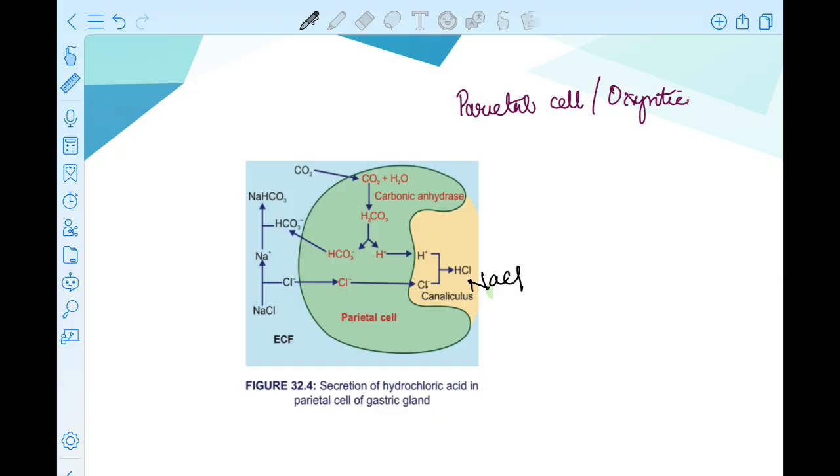Then this H plus will join with Cl minus and form hydrochloric acid. H plus combines with Cl to form HCl. And then this entire process happens again as a cycle. The Cl goes inside, then it goes outside. There sodium is also present, and it forms sodium bicarbonate, and the bicarbonate goes inside. So just learn it as a quick cycle.